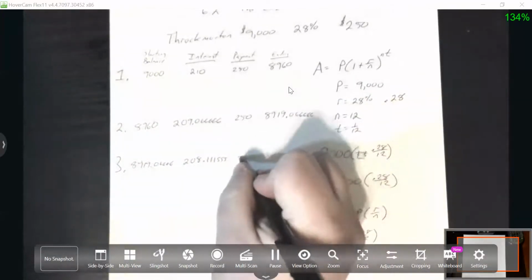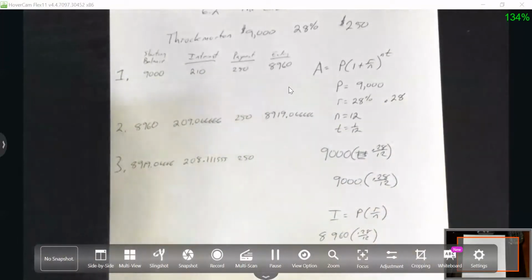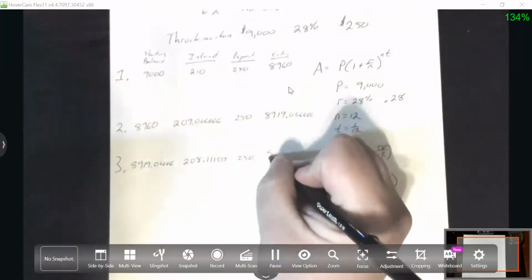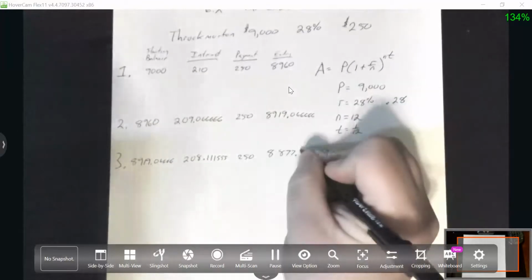He still makes his $250 payment. So now at the end of 3 months, we can see how much he still owes. So we have our balance plus our interest minus the payment he made. So at the end of 3 months, he now owes $8,877.18.